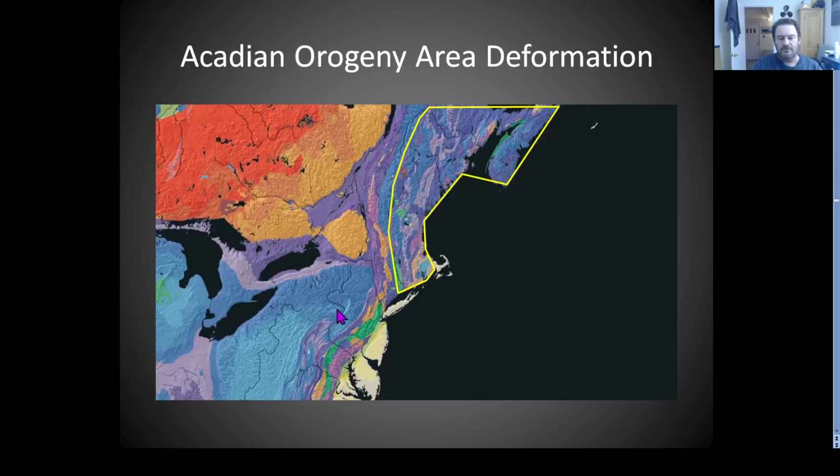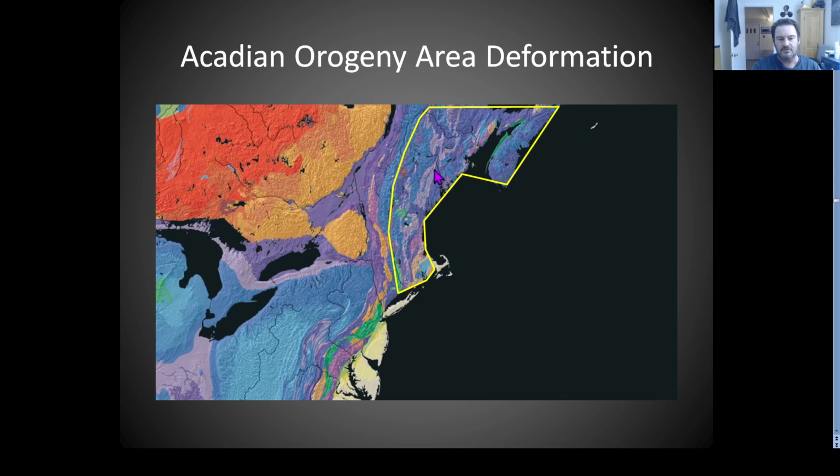So the area of deformation for the Acadian orogeny is outlined in this beautiful shape right here. I don't know what to call it. But in any case, everything in here is part of the Acadian orogeny. Now, Avalonia would be more or less here and here. And then everything in this area here would be Gander terrane.